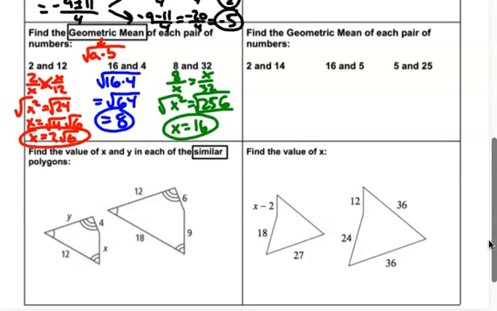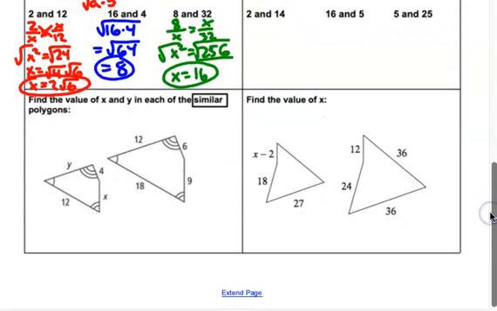Okay, no decimals when you do a problem like that. All right, here it says find the value of x in each of the similar polygons. So they already told us they're similar. We're not checking if they're similar. So what we need to do is find x and find y.